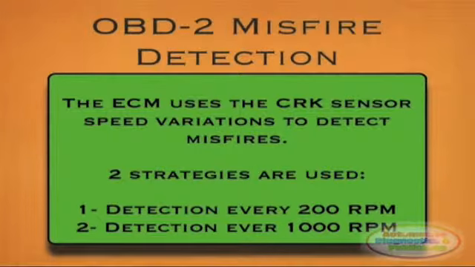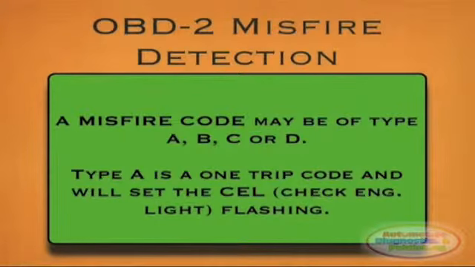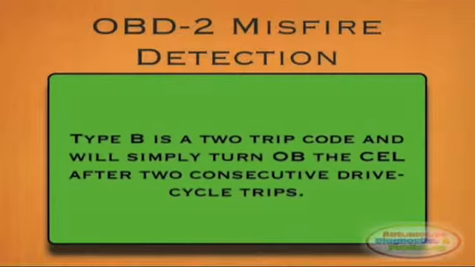The ECM uses a coarse variation and a fine variation detection scheme. This is true in all systems. This also allows the ECM to pinpoint the severity and type of misfire. Of the four types of misfires, Type A, the most severe, will cause the check engine light or CEL to flash. Misfires can come from three main sources: ignition and injection. There is also the mechanical type, such as a bad valve, cylinder rings, and so on.